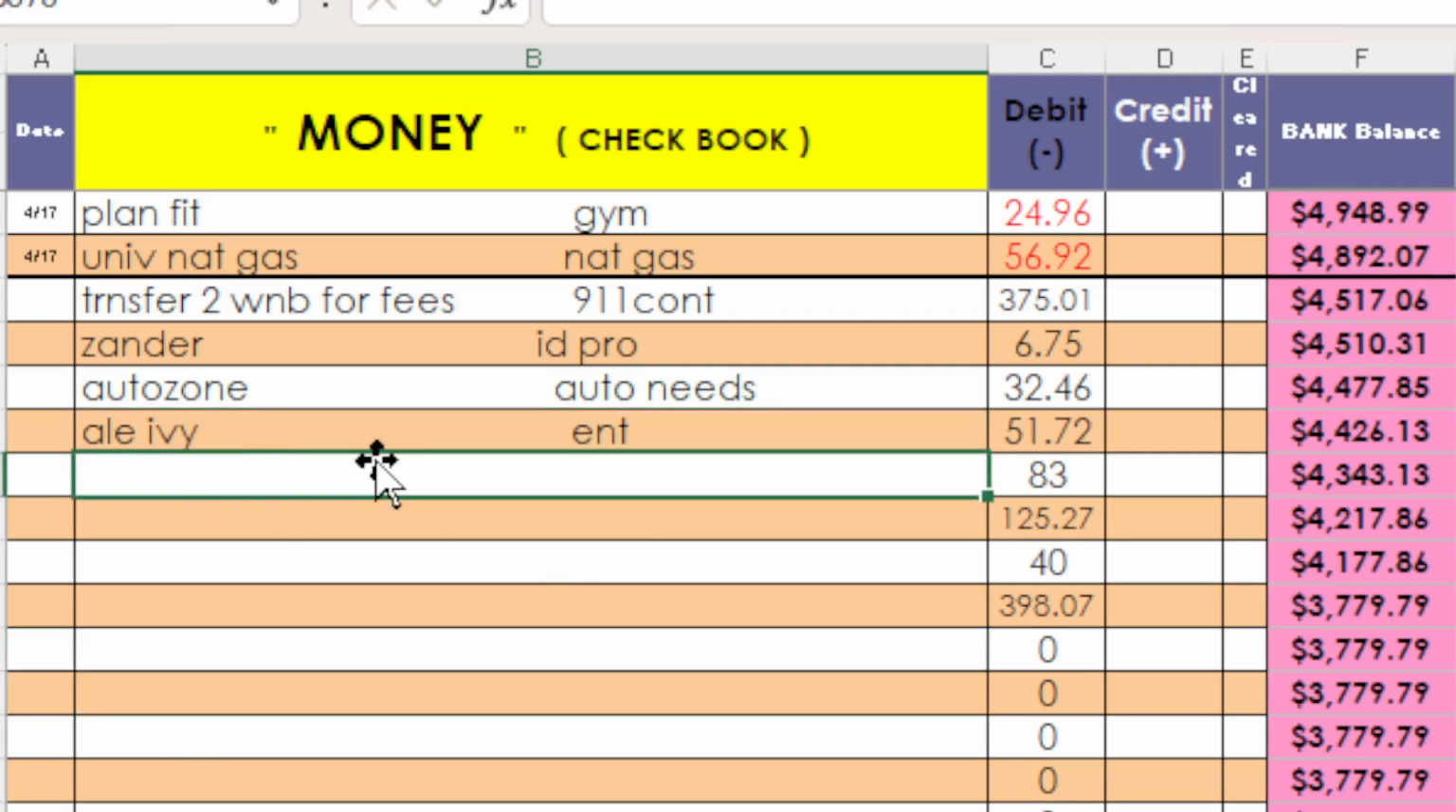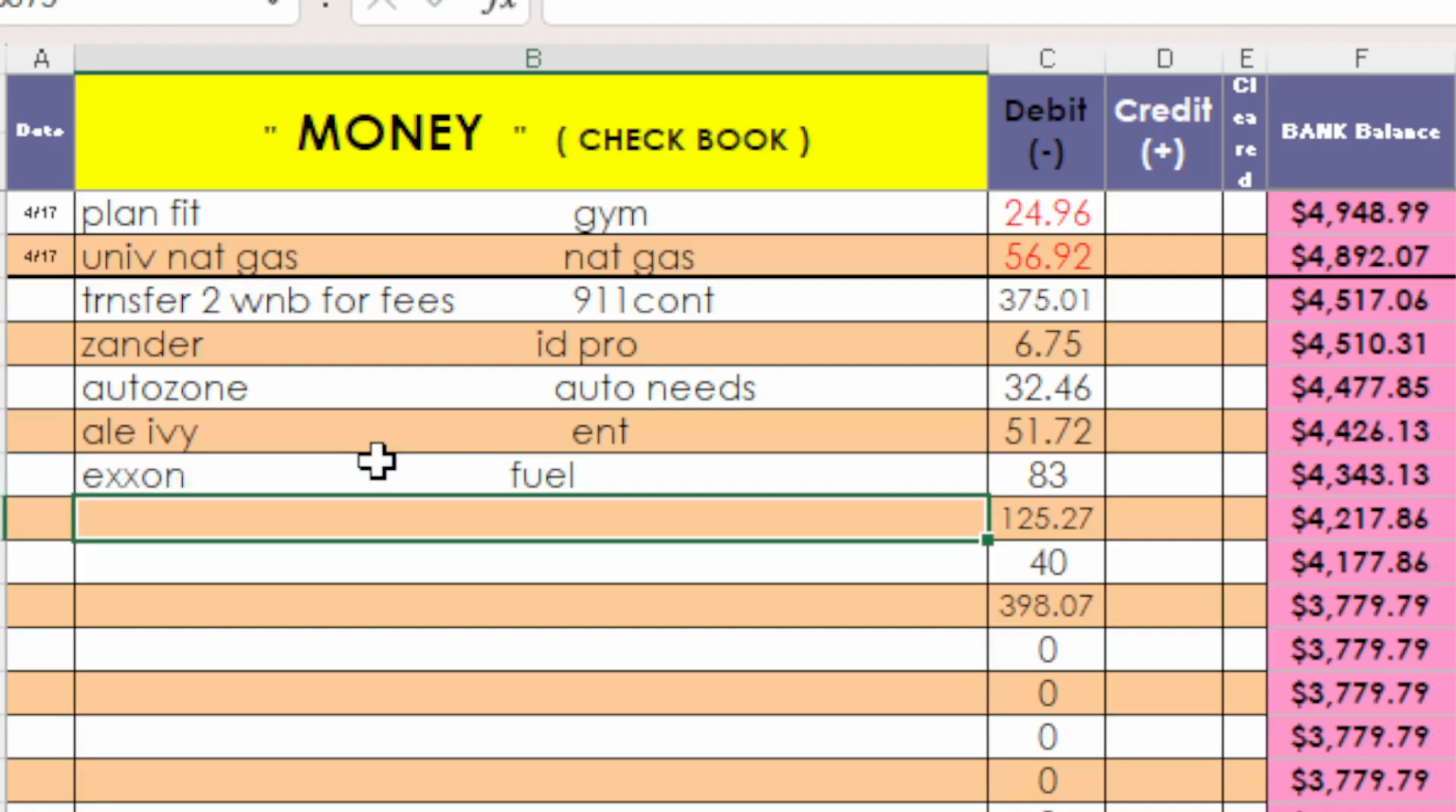The next one's going to be $80, which is Exxon. That's from that merchant. That's going to go to the fuel expense. It's populating automatically because these are some reoccurring expenses that I have done in the past.